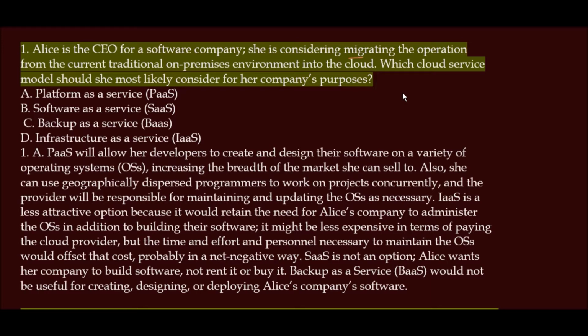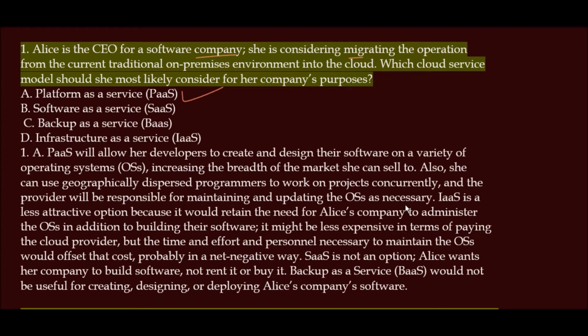According to the question, Alice is the CEO for a software company, and she is considering migrating the operation from the current traditional on-premises environment into the cloud. In this case, the best cloud service is platform as a service, option A, because platform as a service will allow her developers to create and design their software on a variety of operating systems, increasing the breadth of the market she can sell to. Also, she can use geographically dispersed programmers to work on projects concurrently, and the provider will be responsible for maintaining and updating the operating systems as necessary.